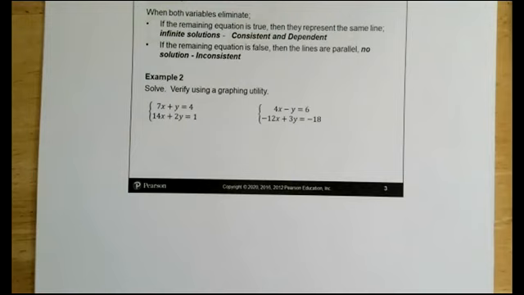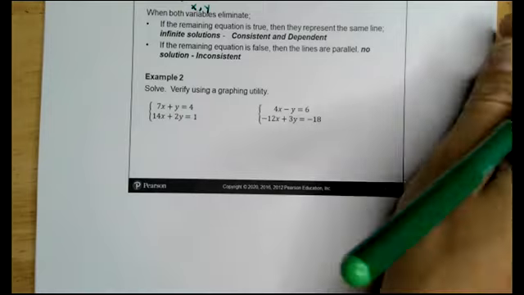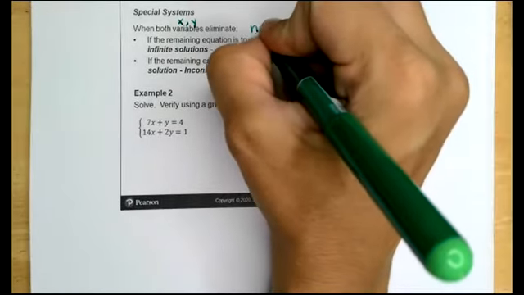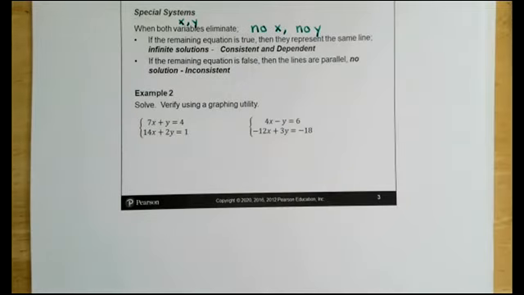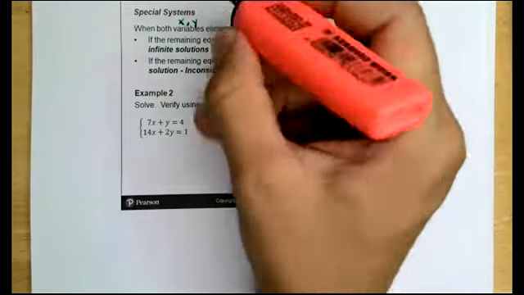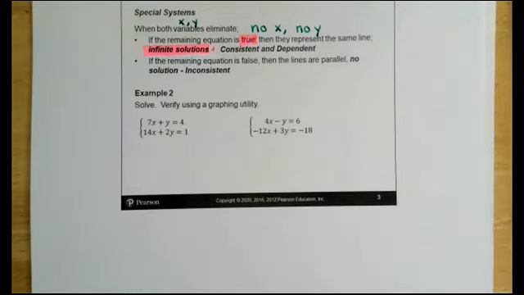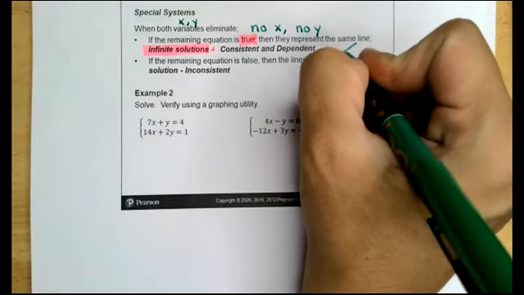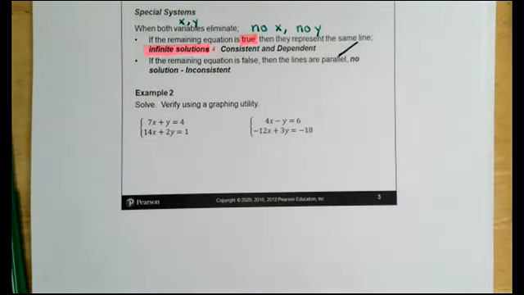So for the last 2 examples, the systems each had one solution. The lines crossed in exactly one place. There are special systems where both variables, the variables are x and y, eliminate. So when both variables eliminate, that means there is no x, there is no y, okay? If the remaining equation is true, that means you say there are infinite solutions. It is consistent and dependent, or the lines are right on top of each other. That's what that means. If both variables eliminate and it's true, they have infinite solutions, okay?